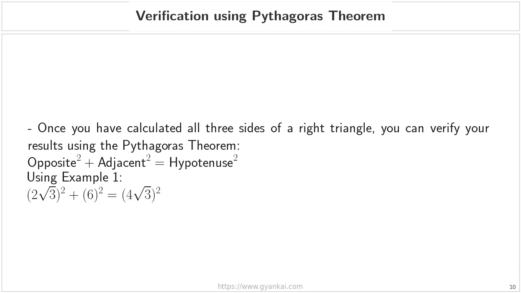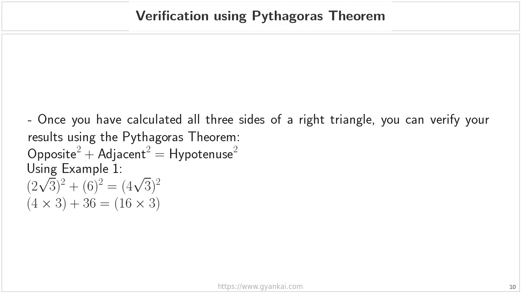Let's apply this to the values we just found in our first worked example to see if they hold up. In that problem, we found the opposite side to be 2 root 3, the adjacent side was 6, and the hypotenuse was 4 root 3. If we plug these into the theorem, we get 2 root 3 squared plus 6 squared equals 4 root 3 squared. Let's break that down step by step.